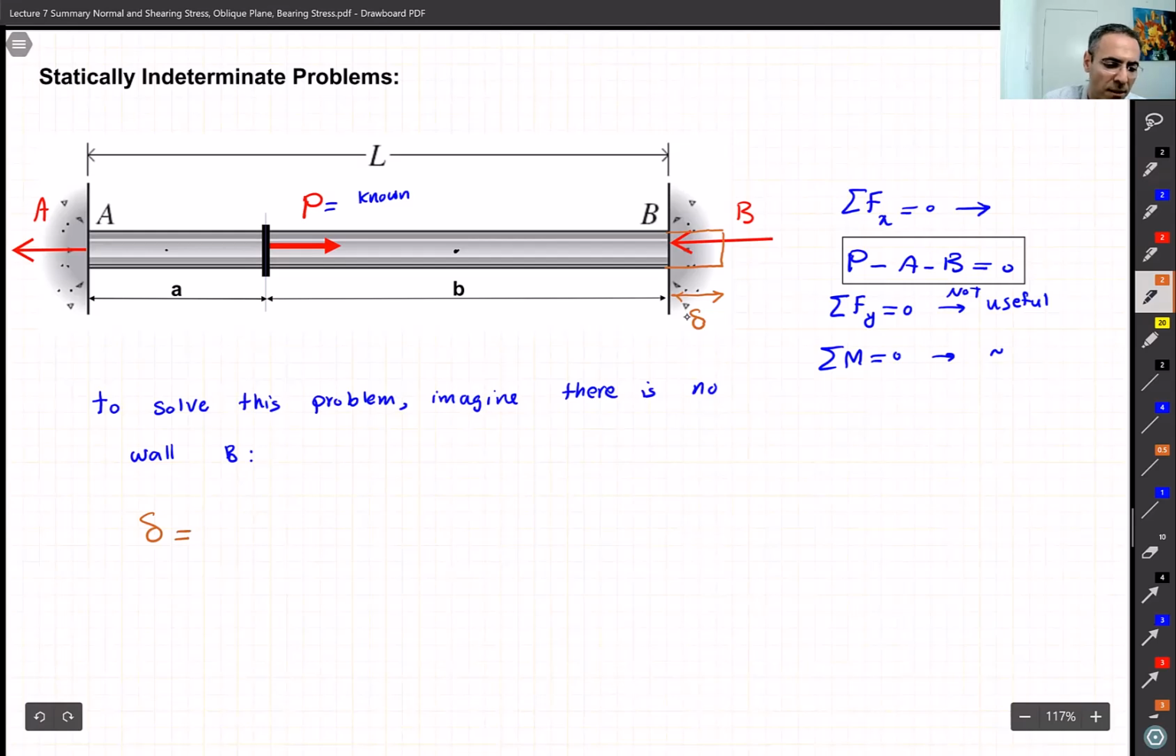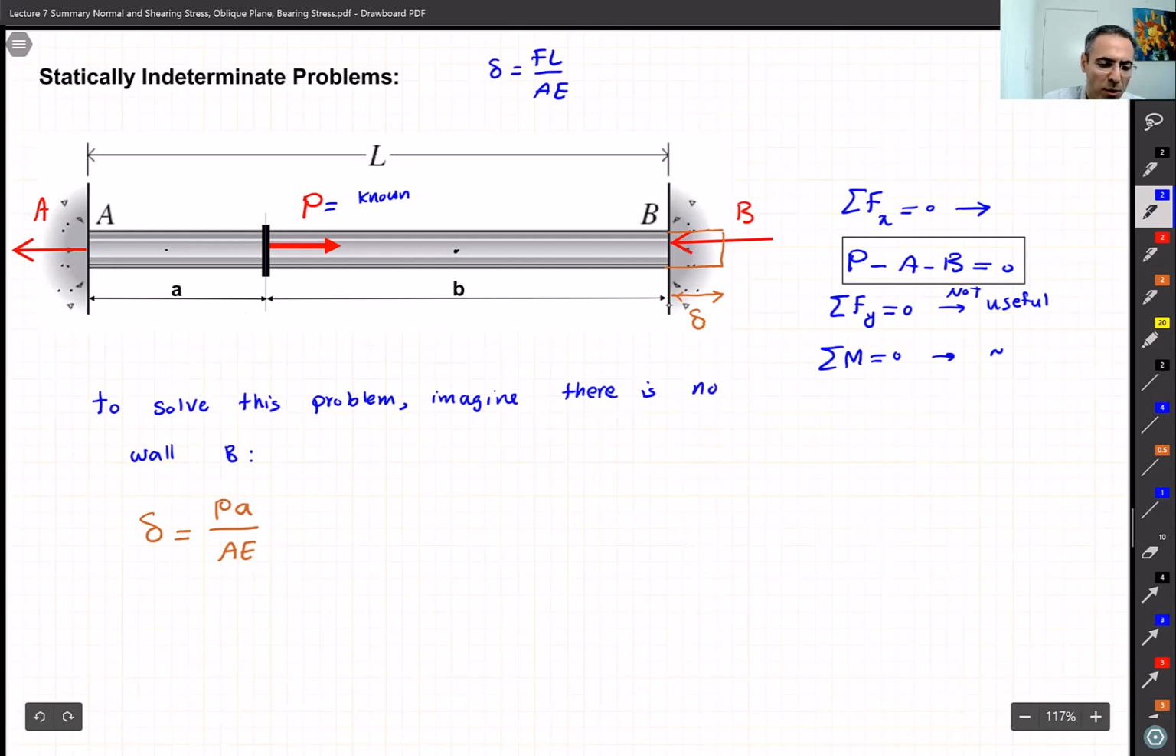If I apply load P to this flange, to this connection, then this portion B basically has no force on it. Imagine there is nothing here, right? There is no wall B, there is no force B, it's nothing. It's just this portion sticking out, it's free. So this load P is just extending this portion A. So delta is going to be PA over AE. Remember the general formula that we have? I'm just writing it out at the top, FL over AE. And here the force P is applying only on this portion, on this section.